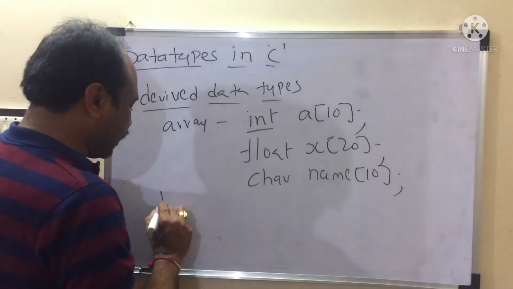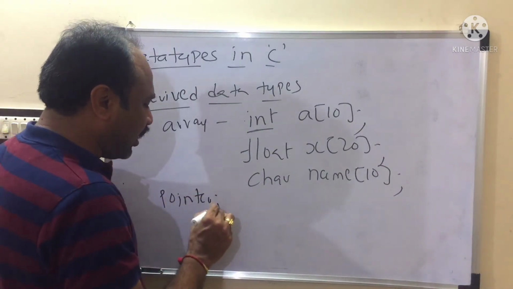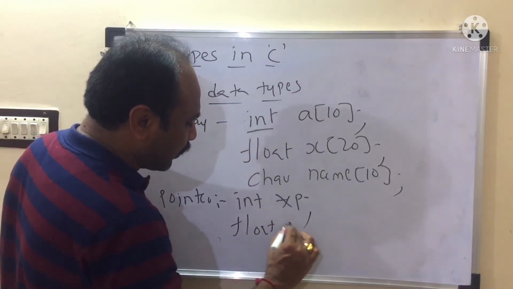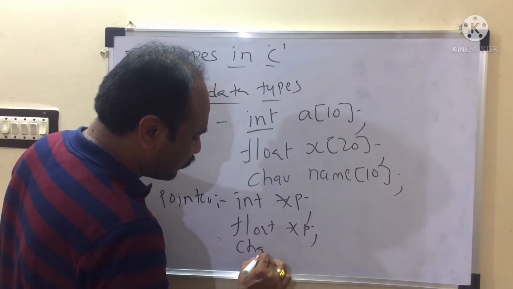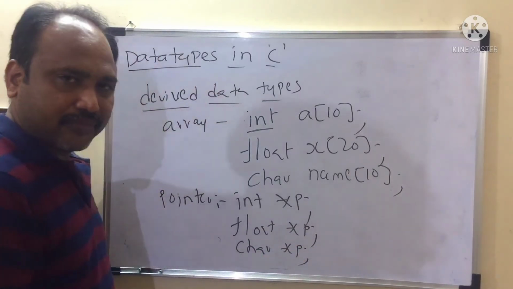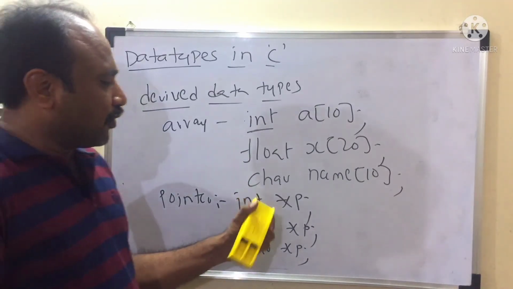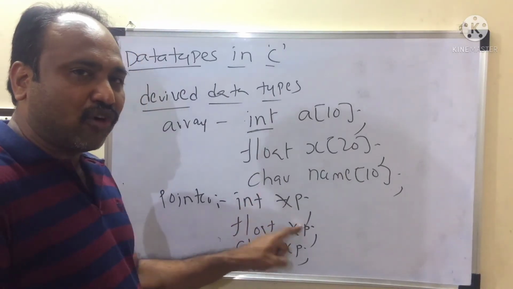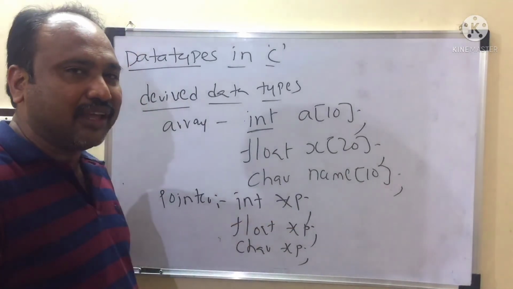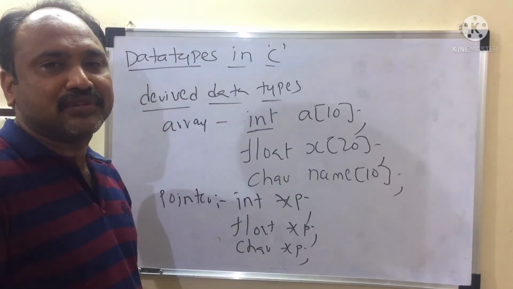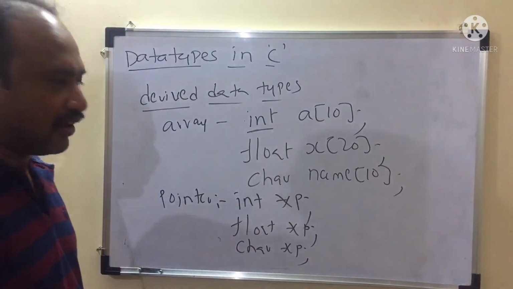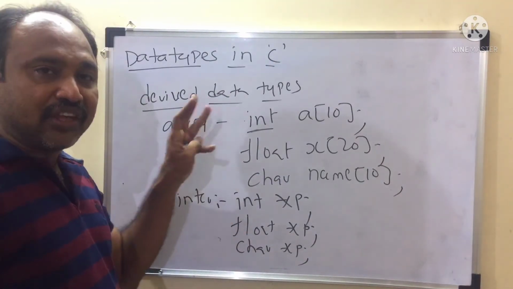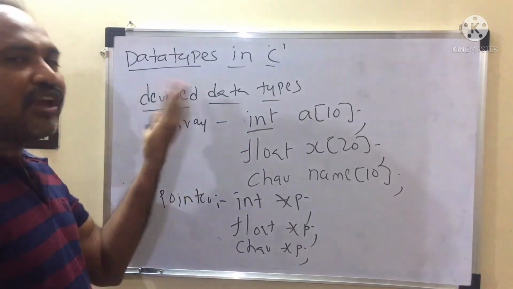In the same way, one more category, pointer. To work with an integer pointer, I have to use int star p. Float pointer, float star p. Char pointer, char star p. Of course, the value is having a star, but to declare an integer pointer, float pointer, character pointer, still we are using int, float, char only. They are taken from primary data types. Hence, they will come under the category of what? Derived data types.